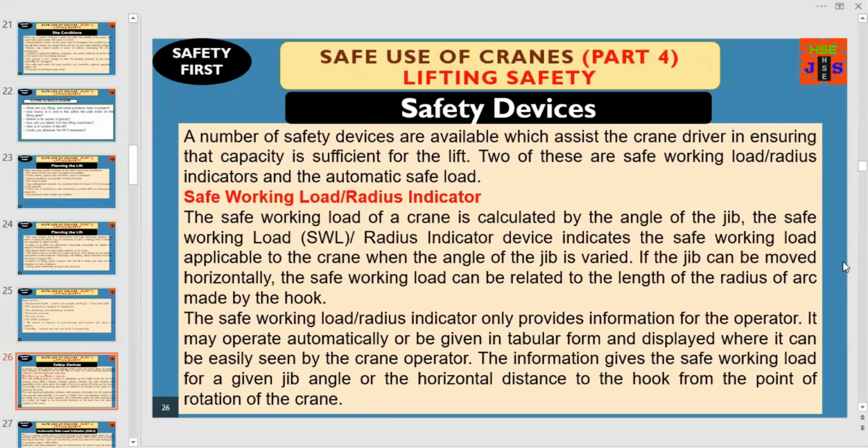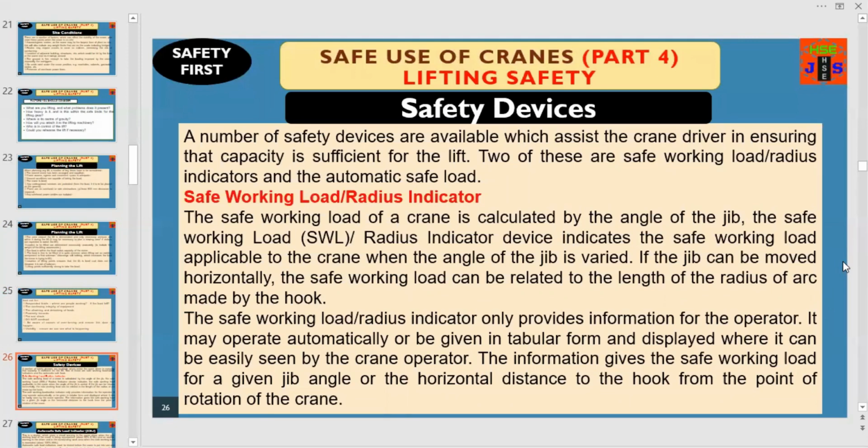Dear friends and fellows, in the crane there are different safety devices. Let us make a short overview of these safety devices. A number of safety devices are available which assist the crane driver in ensuring that capacity is sufficient for the lift. Two of these are safe working load radius indicators and the automatic safe load indicator.